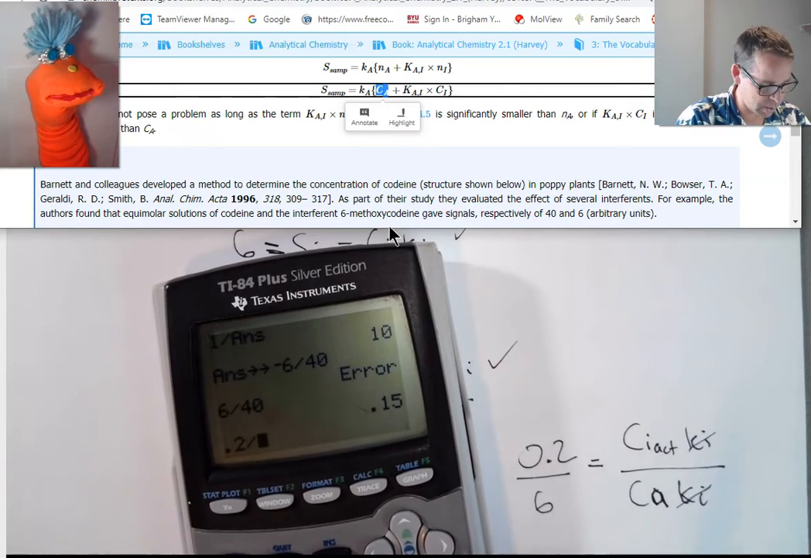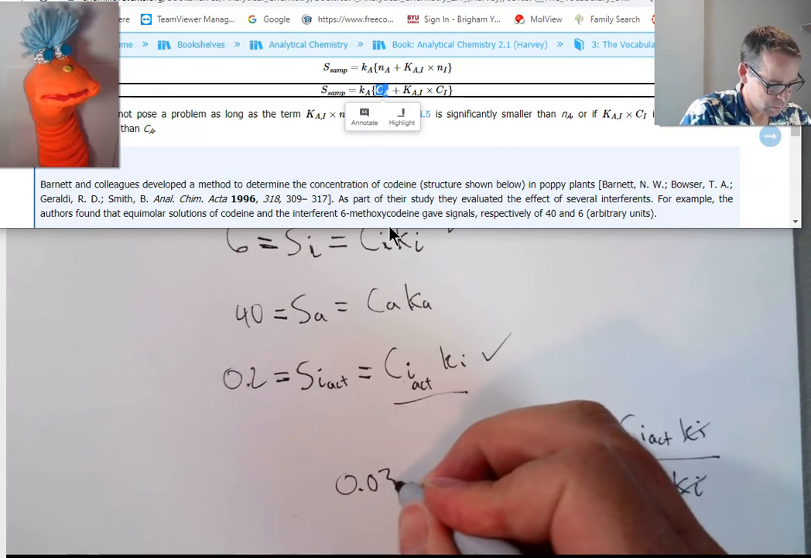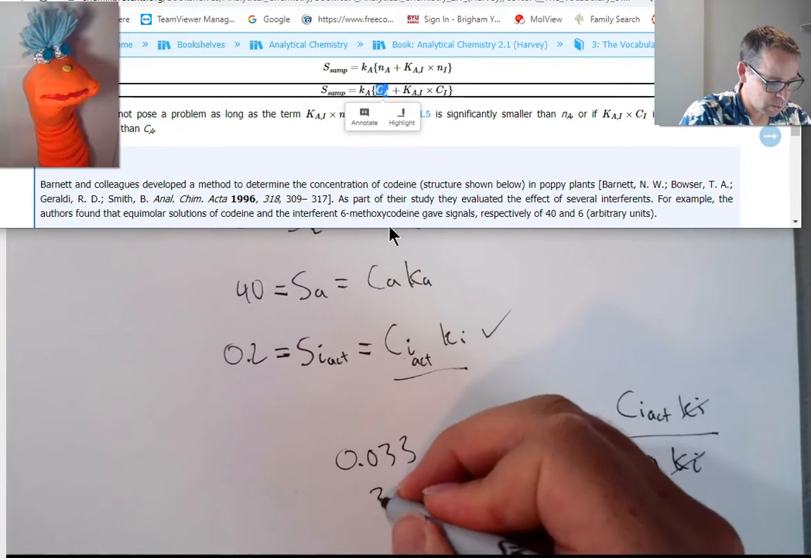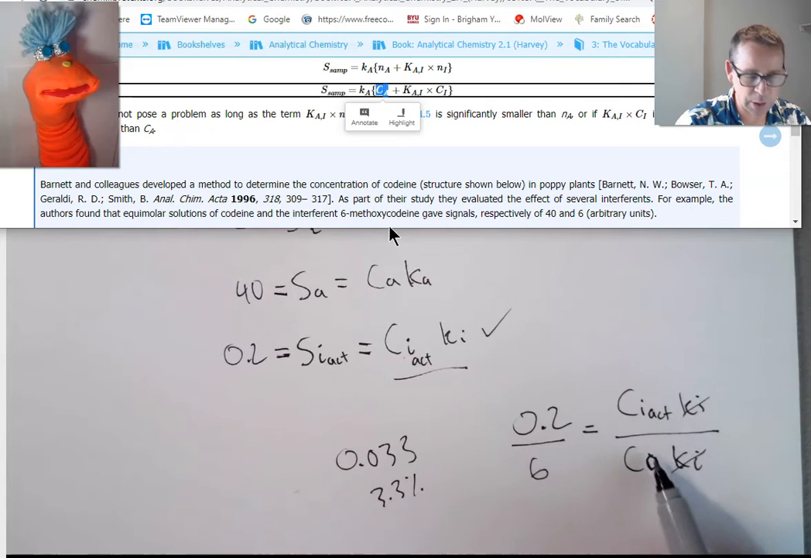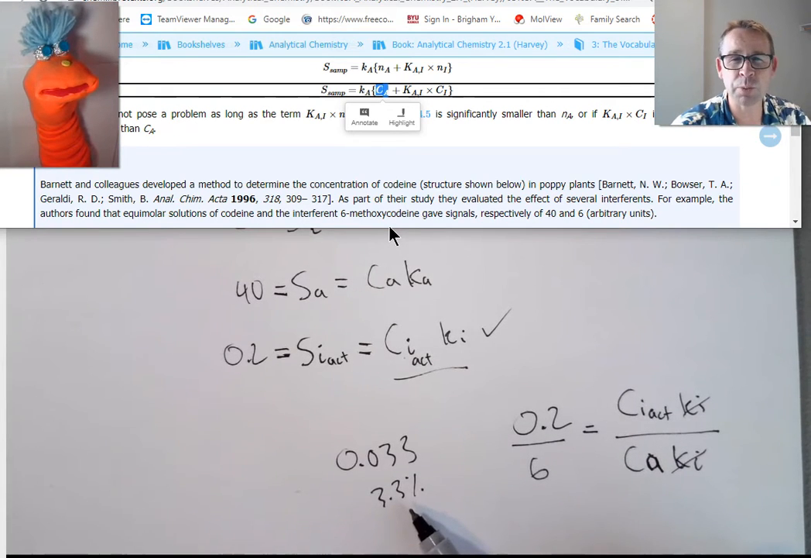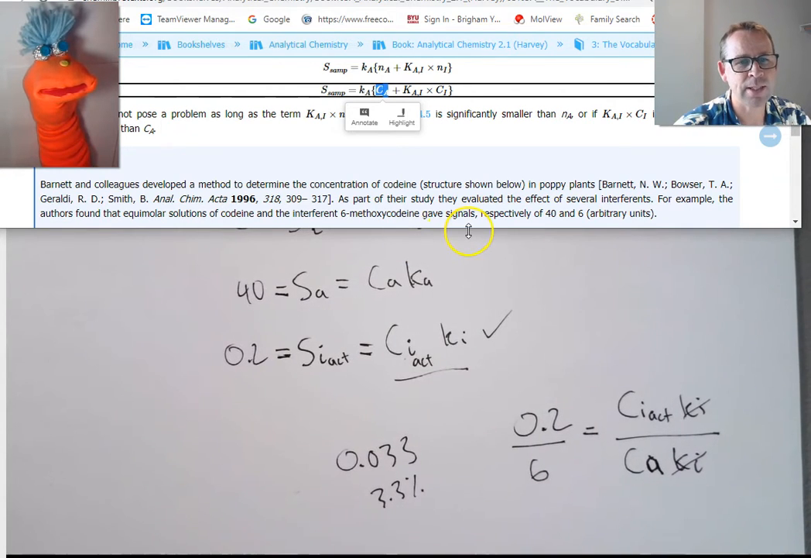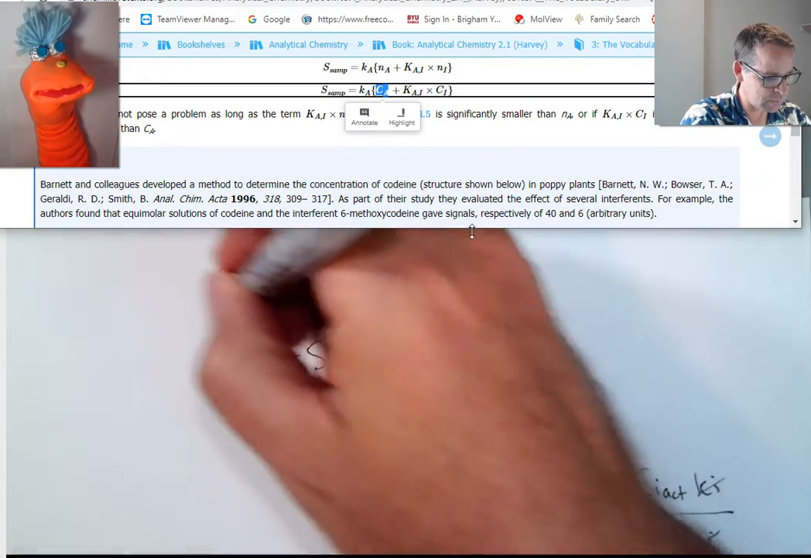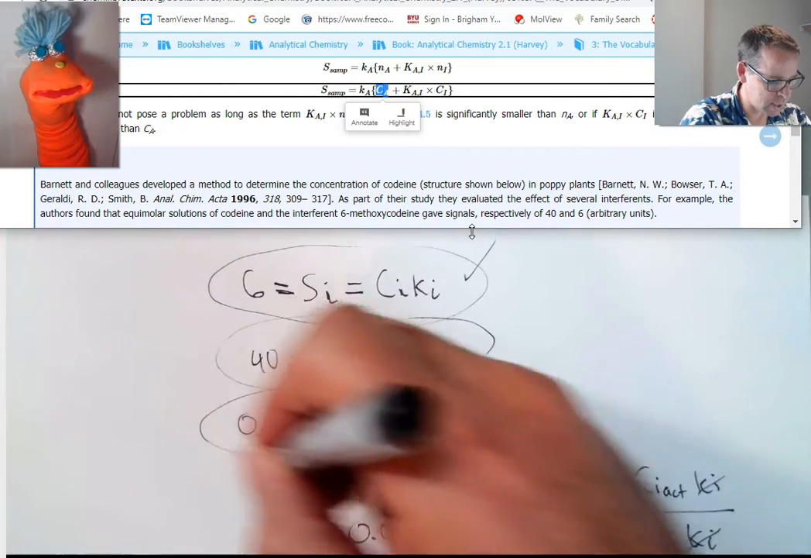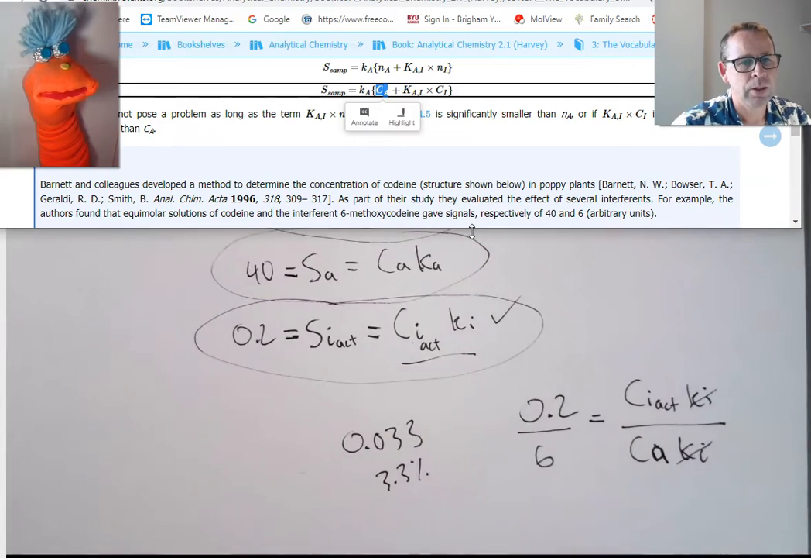So 0.2 divided by 6 is 0.033. That's our ratio times 100, 3.3%. So of whatever concentration of analyte you have, you can only have 3.3% of it as this interferent. Okay, so that's a little more intuitive to me. We can see that this ratio here can be found by combining these statements. Again, this one was given to us, this one was given to us, and this is what we said we wanted to have, so we had to identify what that concentration was. Okay, very good.